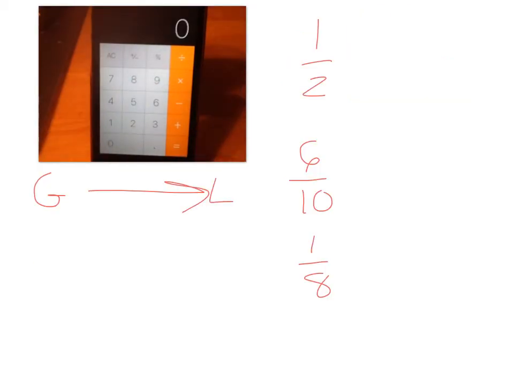Now let's try another example. You try this one using your calculator. Remember, take each fraction, turn it into a division statement, get the decimals, order the decimals, and then put it on the number line. You see this time we're going greatest to least.